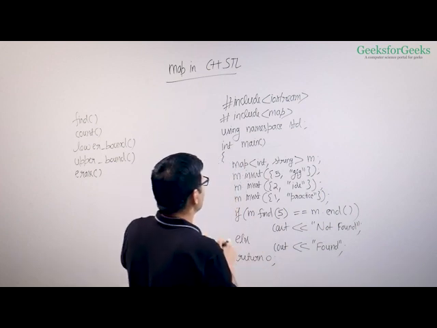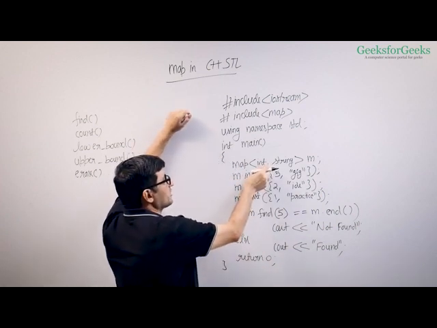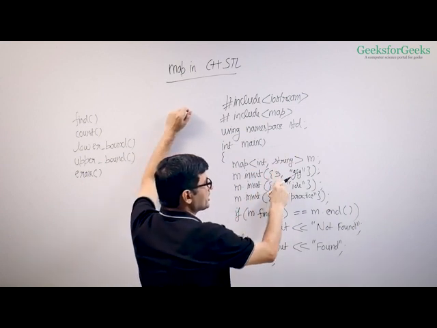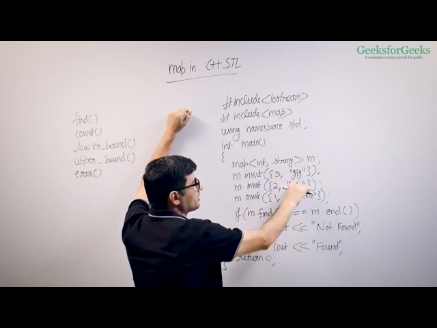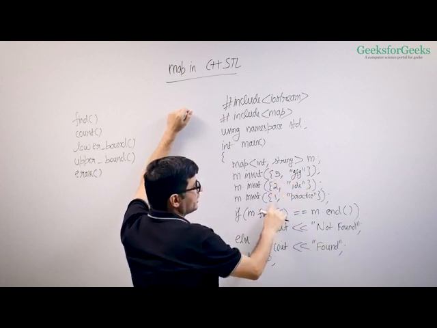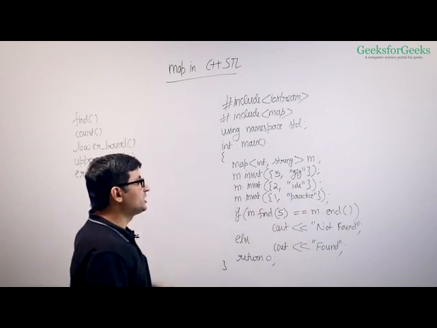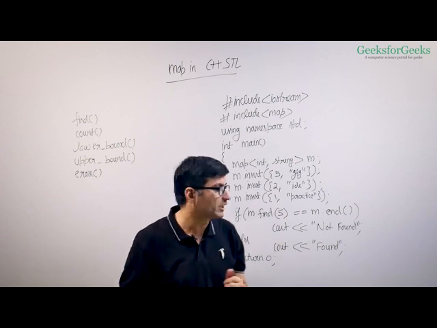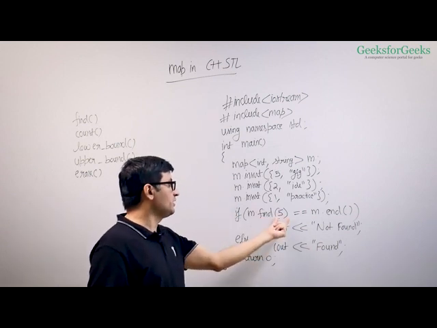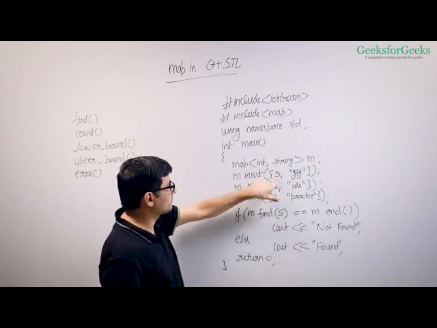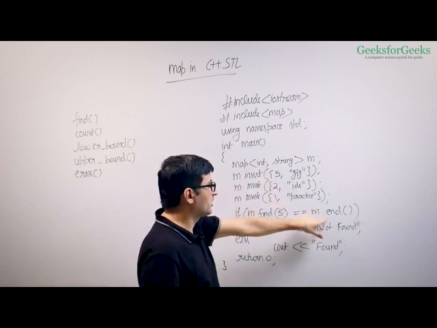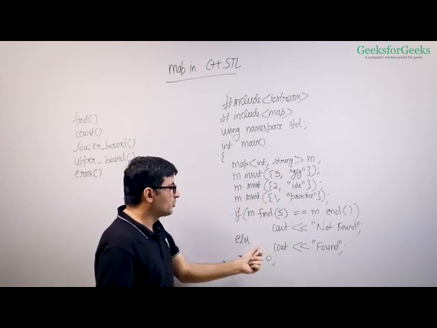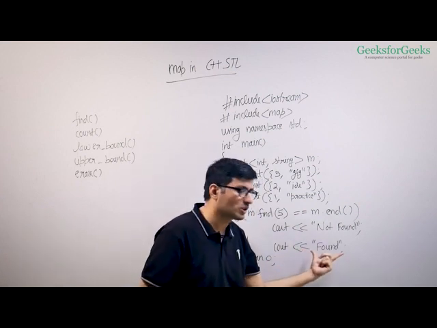So in this program, I have created a map where the key is an integer and the value is a string. Then I have inserted 3 items. Key is 5, value is GFG, key is 2, value is ID, key is 1 and value is practice. Please remember, we can call find only on the key. We cannot call find on a value, right? So it searches the given key 5 in the map and this key is present. So it will not return m.end(). It will return an iterator to this record, and you will get the output as found in this program.